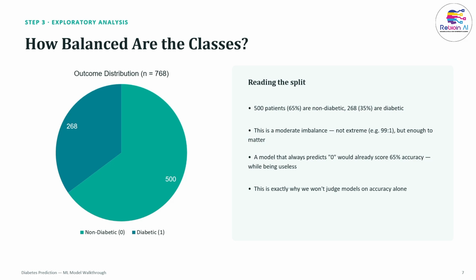Okay, so this is the pie chart you can see where 500 patients are non-diabetic and 268 patients are diabetic. Non-diabetic is shown by 0 and diabetic is shown by 1. Why do we use 0 and 1? Because this is a binary classification. In binary, we use 0 and 1.